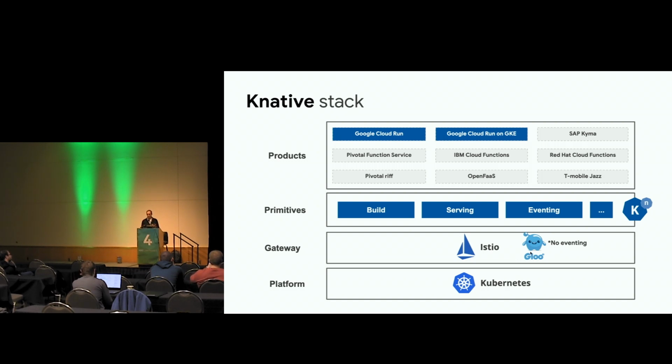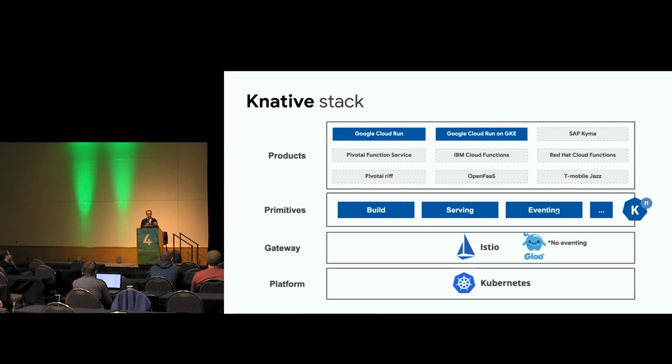But the thing about Glue is that if you want to use Glue as the gateway in Knative, it doesn't support Knative eventing yet. So you can only use Knative serving with Glue. Just keep that in mind. But anyway, you have Kubernetes as a platform. On top of that, you have the gateway, either Istio or Glue, managing the traffic. Then on top of that, you install the components of Knative, build, serving, and eventing, that we'll take a look at.